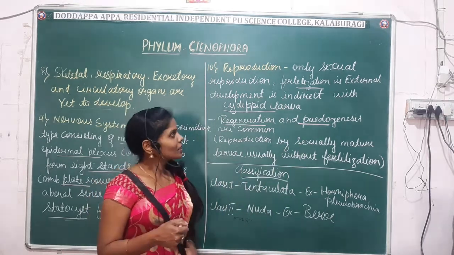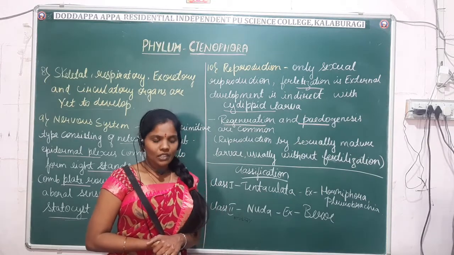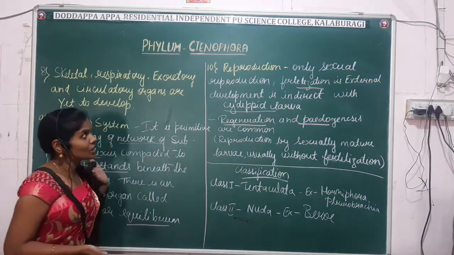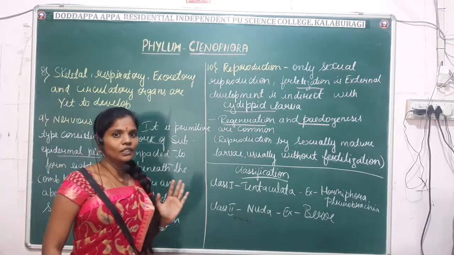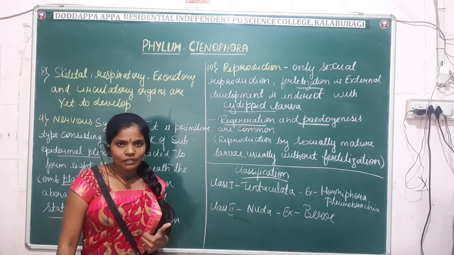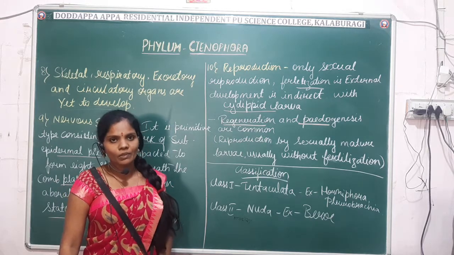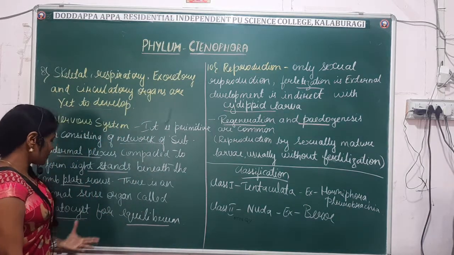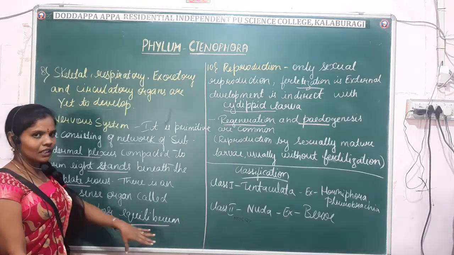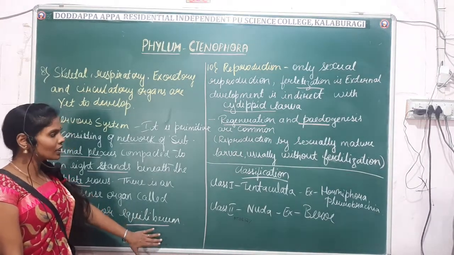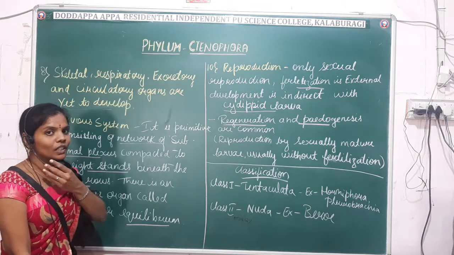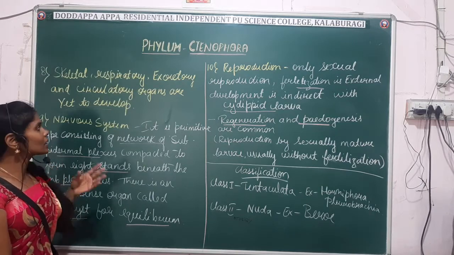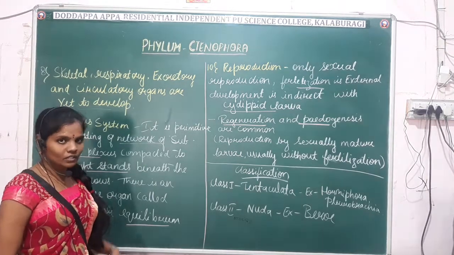Fine. So these are some of the important characteristic features of the phylum Ctenophora. Let's have a glance once. The characteristic feature of the Ctenophora is that they emit light, which is commonly known as bioluminescence. Then they have special organs known as statocyst, which help for the balancing or the equilibrium. Whereas the skeletal system, respiratory system, excretory system and circulatory system are not yet developed.